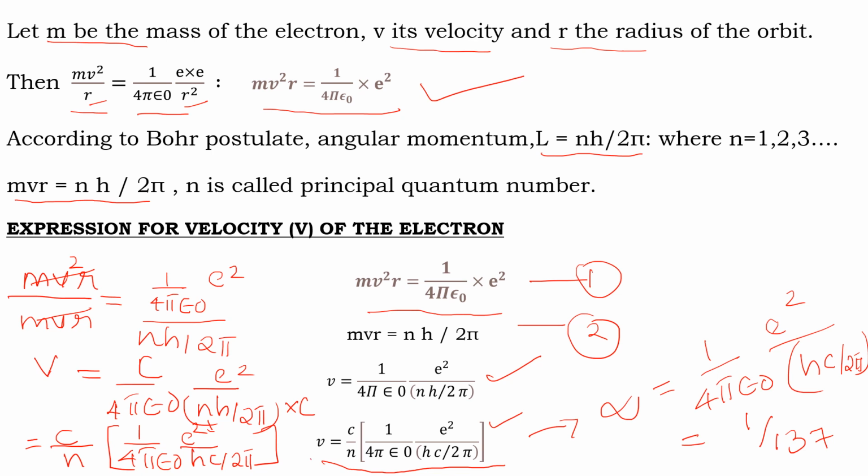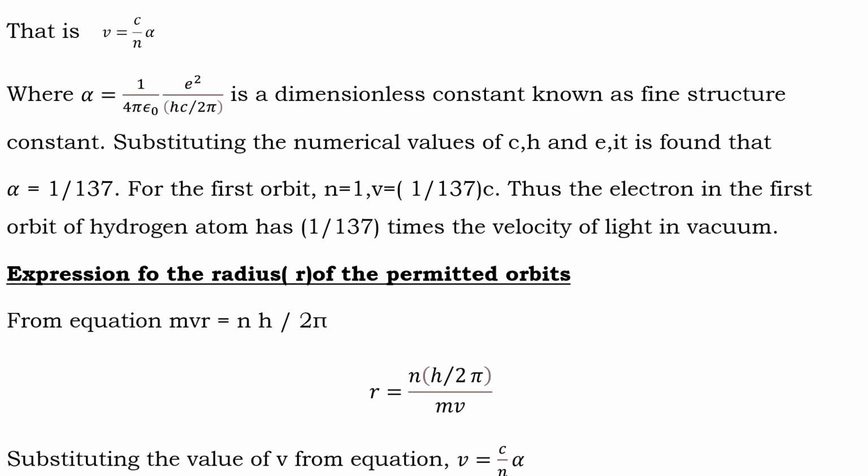Therefore, the velocity V is equal to c by n into alpha, where alpha is equal to 1/4πε0 into e square by hc divided by 2π. It is a dimensionless constant known as the fine structure constant. Substituting the numerical values of c, h and e in alpha, it is found that alpha is equal to 1/137.